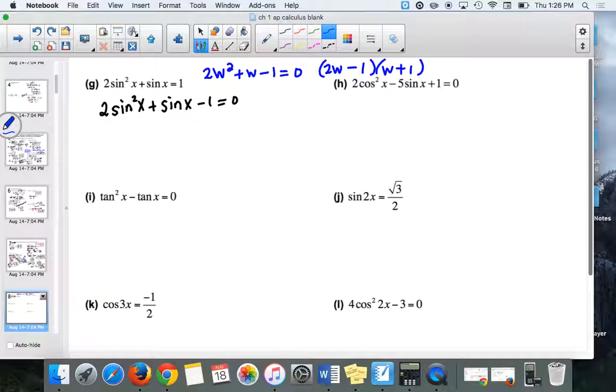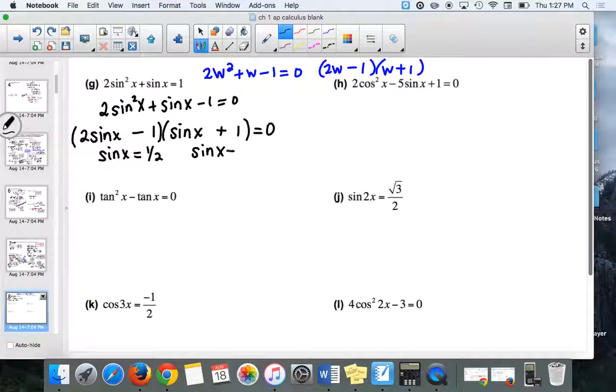Okay? So that's how this is going to factor, only I'm going to keep the sign in there. So I'm going to say 2 sine of x times a sine of x. And I know I need a 1 and a 1, and I need the negative first and the positive second. Do you guys see how that works? When I set each piece equal to 0, the first one gives me sine of x equals 1/2, and the second part gives me sine of x equals negative 1.